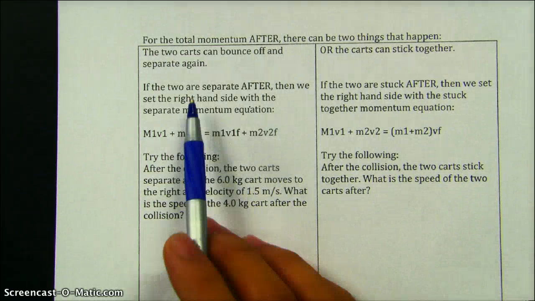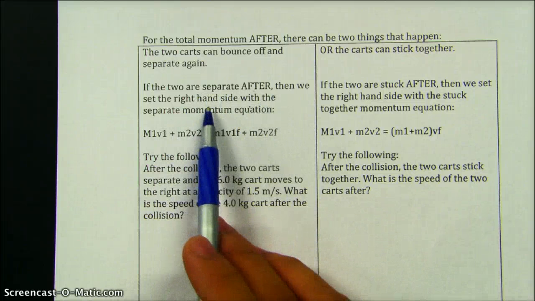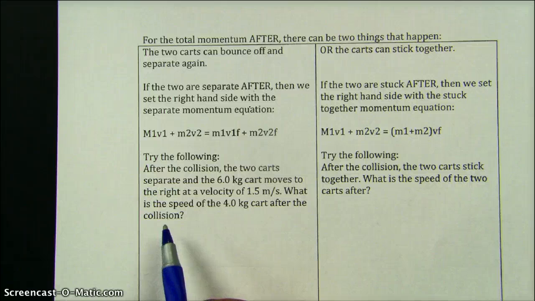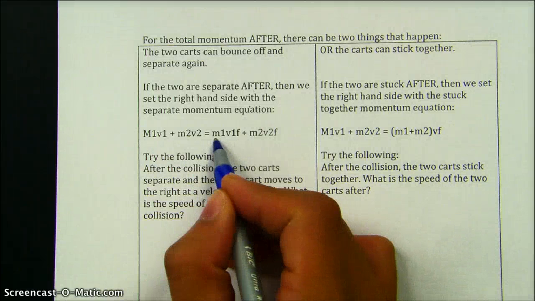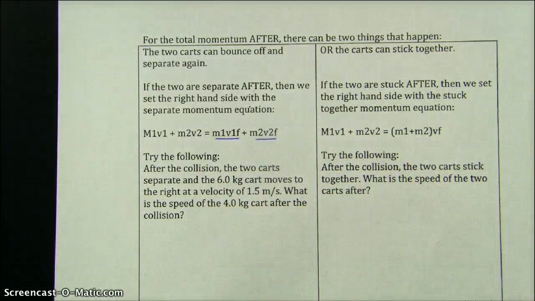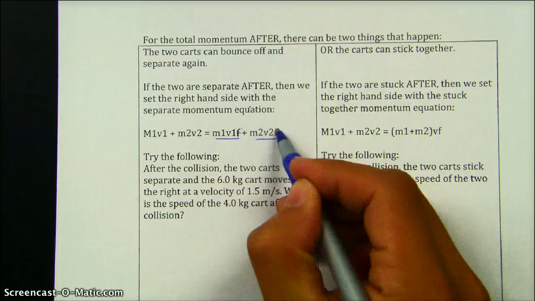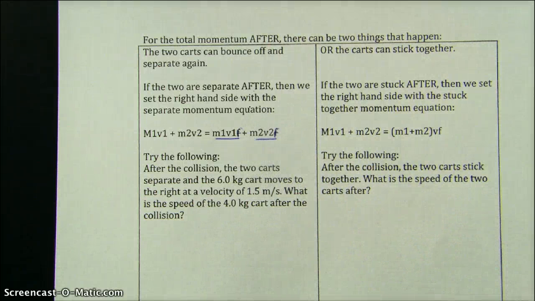So if the two carts are separate after, then we set the right-hand side with the separate momentum equation, which looks the exact same thing. There's momentum of the first car, and there's the momentum of the second car. Except, we're going to put F here next to the velocities to show that it's the final velocity, as in the velocity afterwards.